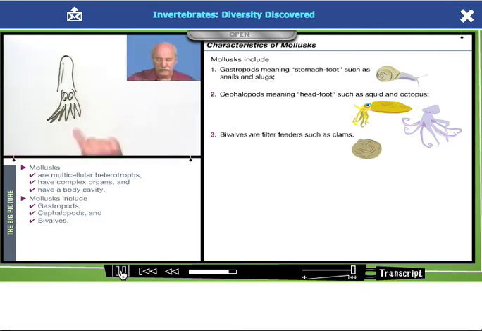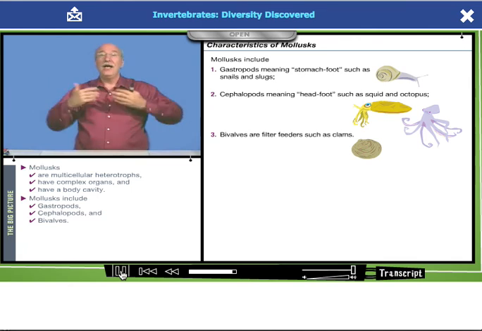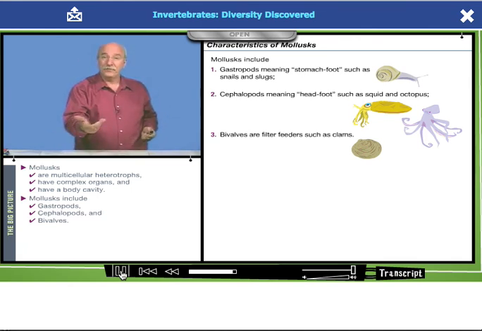Now, clams generally don't swim around like squid do and catch food. How are they heterotrophic? Well, they don't crawl around much like snails do to catch their food. Clams are what we call filter feeders. They literally sit down at the bottom, suck the water in, and hope there's some food in it. And then they put that into their digestive system.